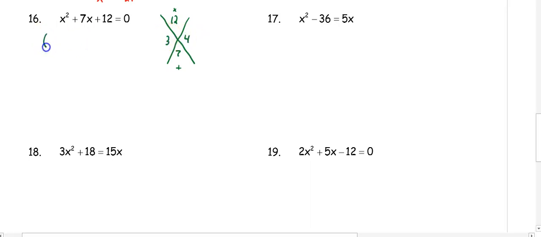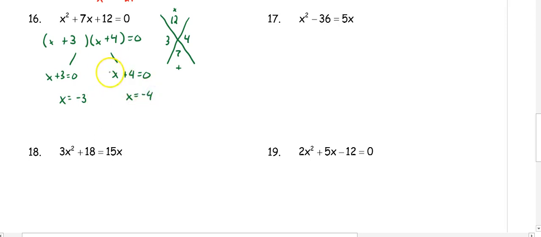So we're going to have two sets of parentheses with an x in each, and then we'd have plus 3 and plus 4. Then to solve for x, what's going to happen is each of these is going to be set equal to 0. So we would have x equal to negative 3 and x equal to negative 4. Now, you don't have to show this step. You can just show that x is negative 3 or negative 4. This is just a reminder of why that happens.